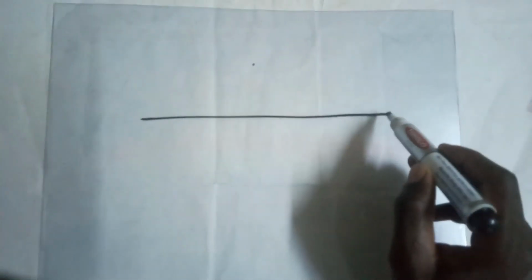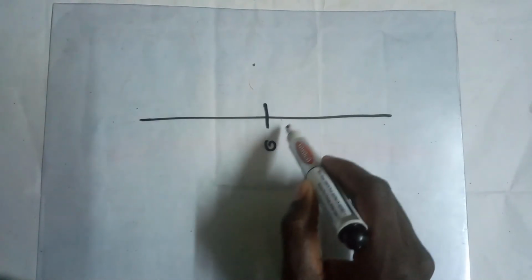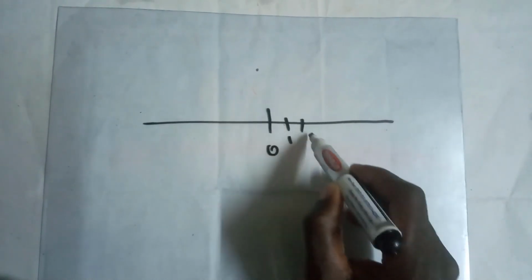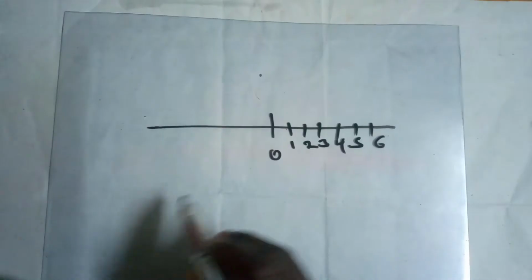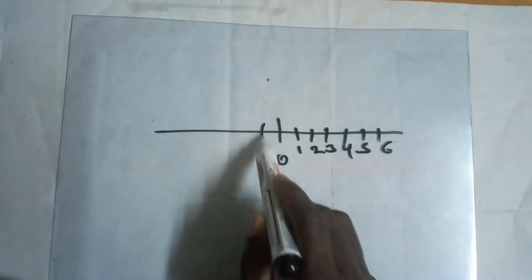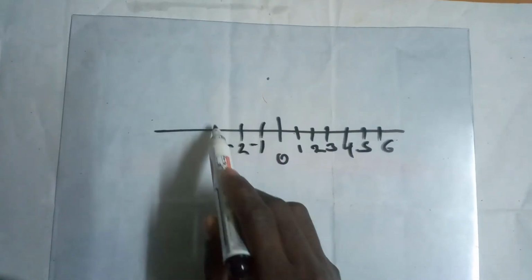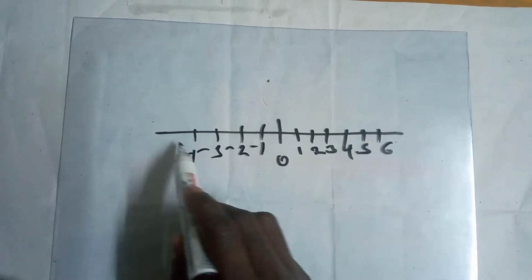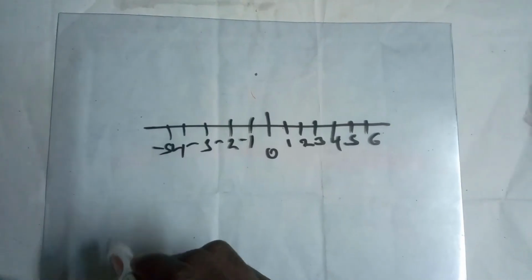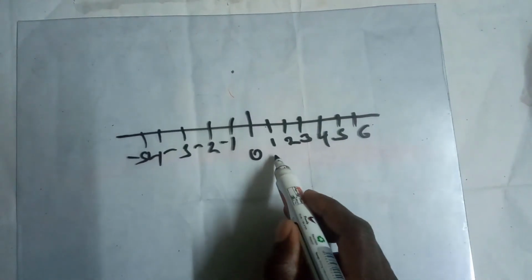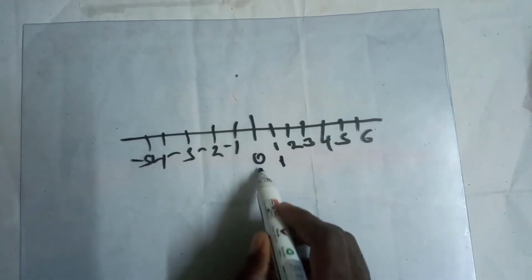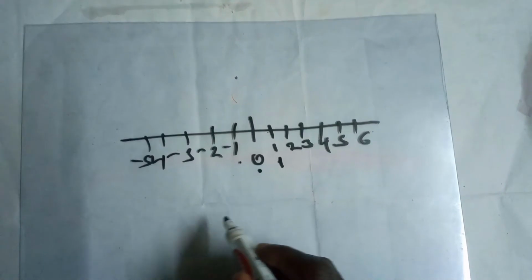For example, when you have a number line here, and then you have 0, and then you have 1, 2, 3, 4, 5, 6. And on this other side you have -1, -2, -3, -4, -5. So when you say that the numbers on the right hand side are greater than those on the left, it means 1 is greater than 0 and 0 is greater than -2.